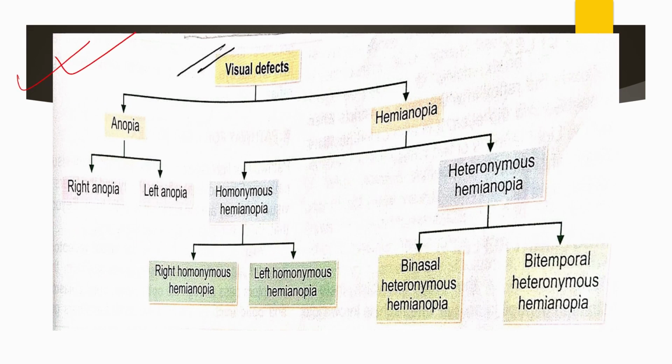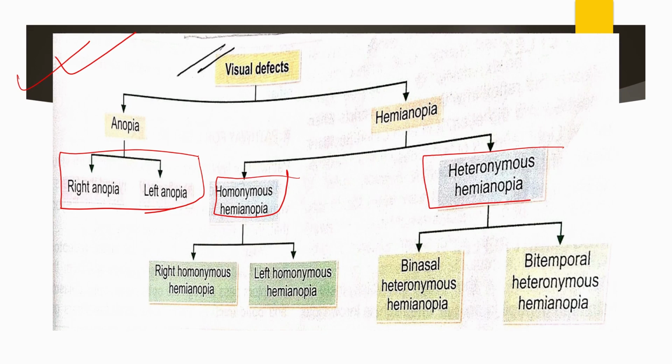There's a chart. Anopia is of two types, right and left anopia, whereas hemianopia is of two types, homonymous hemianopia and heteronymous hemianopia. So what are homonymous and heteronymous hemianopia? Homonymous hemianopia means loss of vision in the same half of both visual fields, whereas heteronymous means loss of vision in the opposite half of the visual fields. Clear?